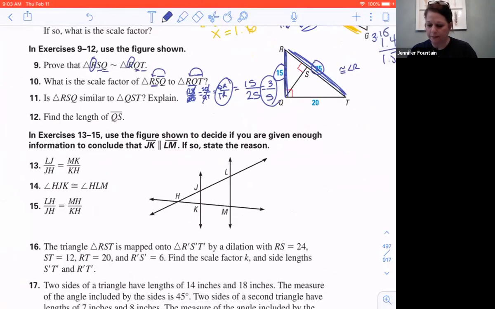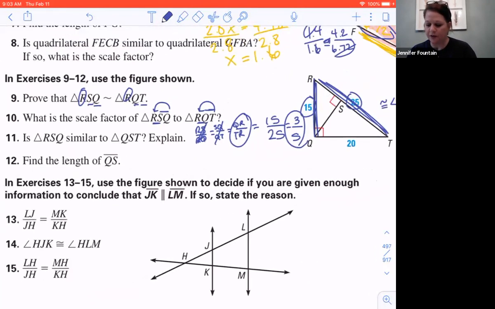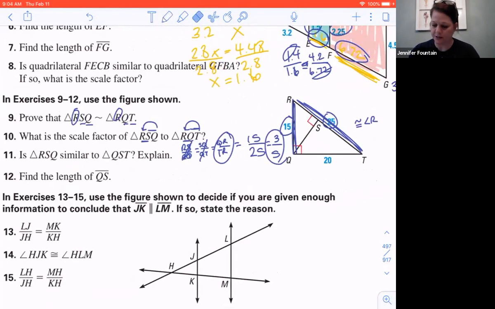Okay. And then it says I need to find the length of QS. So I'm going to erase this real quick.